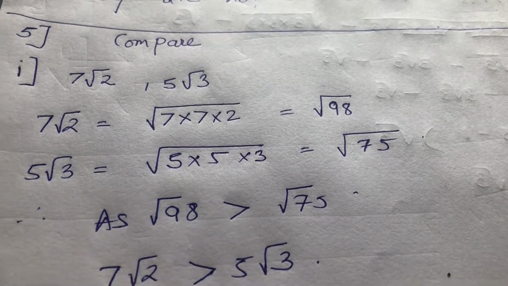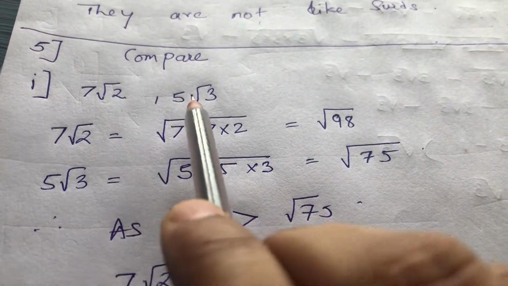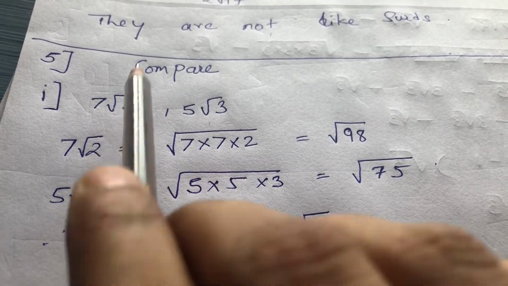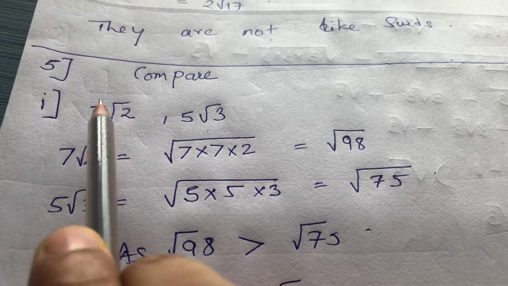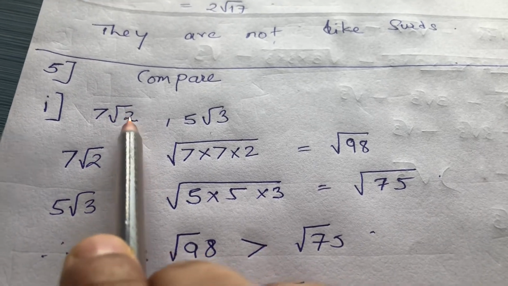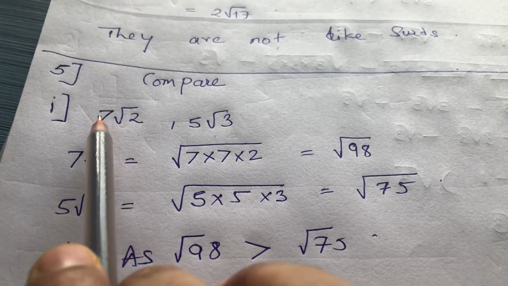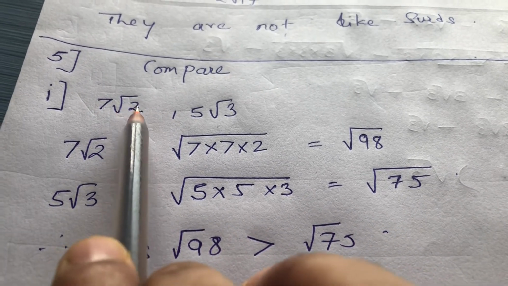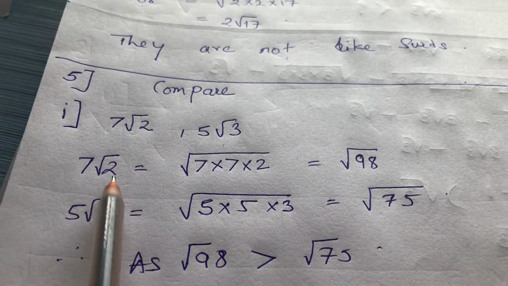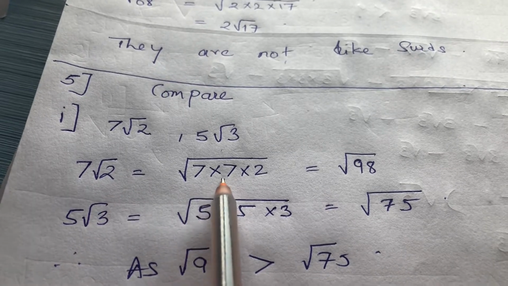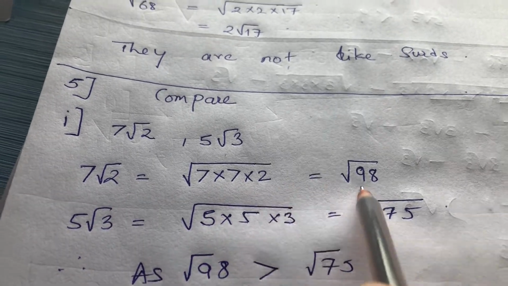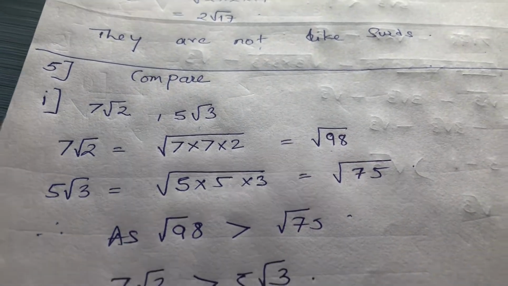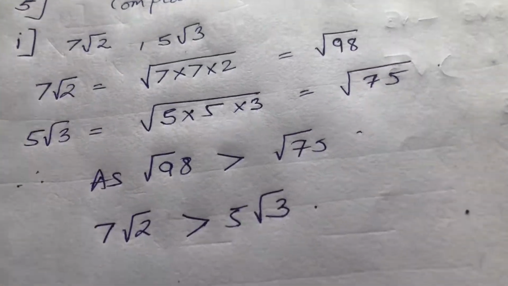Now 7 root 2 and 5 root 3. We have to compare them. So now how has this 7 come out? First it was inside, there were 2 7s, we brought it outside, isn't it? So now when it goes inside again, what will happen? 2 7s, correct? So 7 root 2 is nothing but 7 into 7 into 2, that is root 98. We are doing exactly the opposite of what we were doing some time before.